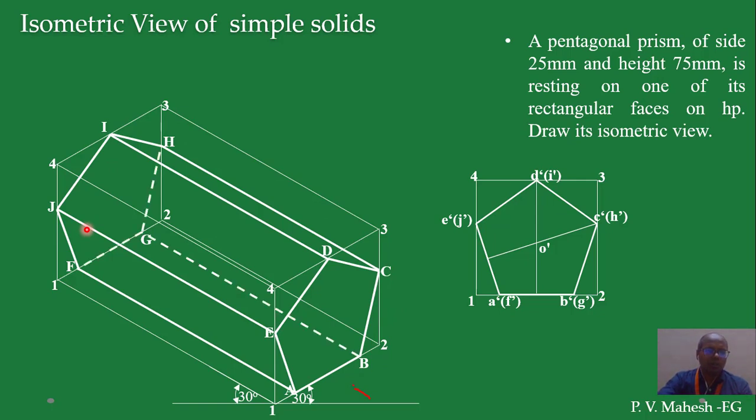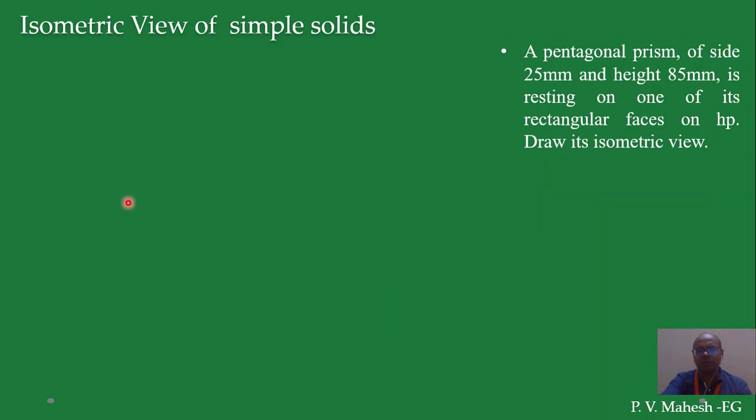Otherwise, you can draw this hidden line also. So, this edge BE is not visible. So, we are keeping it hidden, and FG and GH are also not visible because the top faces are there. So, the bottom edges they are not visible. So, these things we are keeping as hidden lines. So, this is the way you have to draw the prism's isometric view.